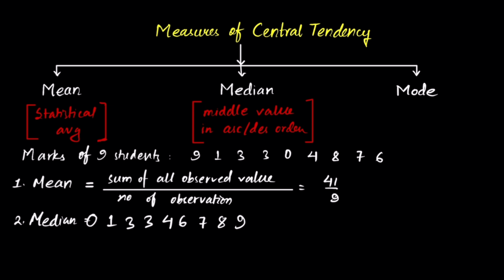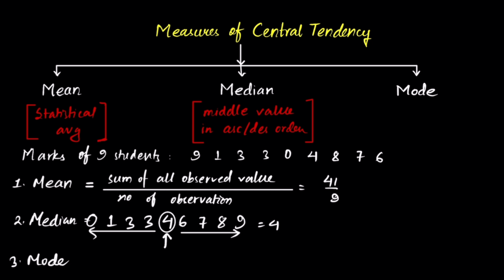After you have arranged the data in ascending order, now you can find the middle value. And the middle value comes out to be 4, because before 4 there are 4 values and after 4 there are 4 values. So 4 is right in the middle, and this value is the median. So median is equal to 4.